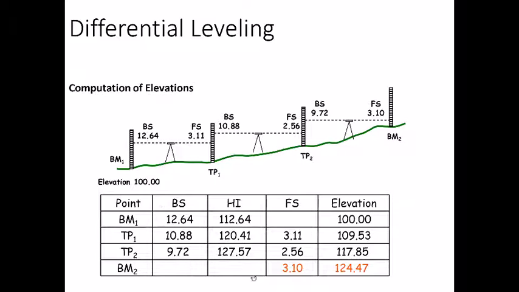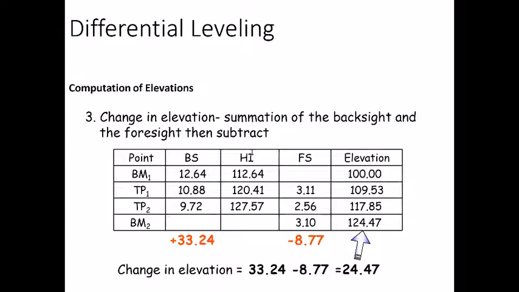Now, once you have filled out this table correctly, there is a check that we can apply. The check is that the summation of the backsights minus the summation of the foresights is the difference in reduced level between our initial point and our last point. The difference between the summation of backsights and foresights is 24.47, which is actually the difference between the reduced level of our last point and the reduced level of our first point. So once you are done with the calculations, you can apply this check to see if the calculations you have performed are correct or not.